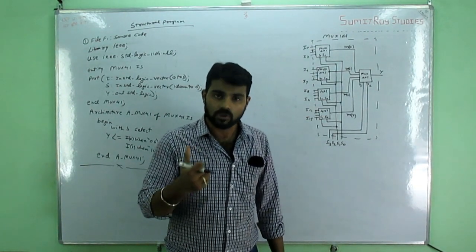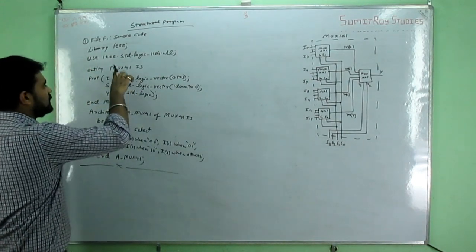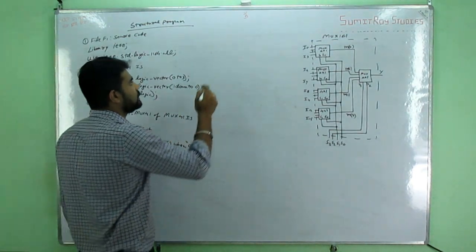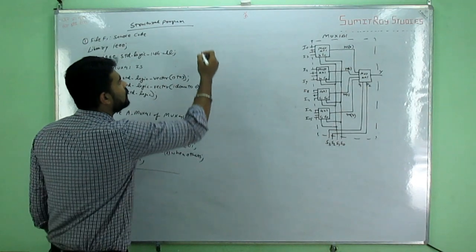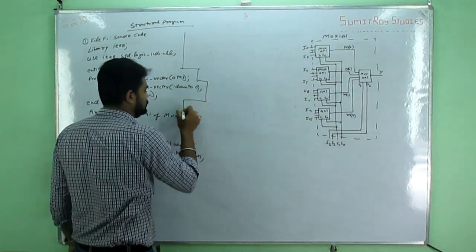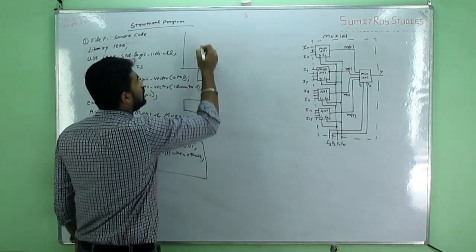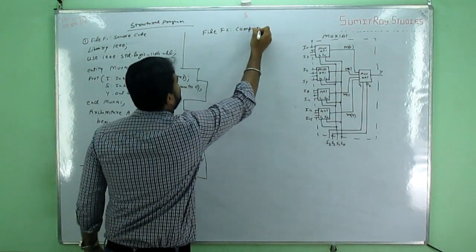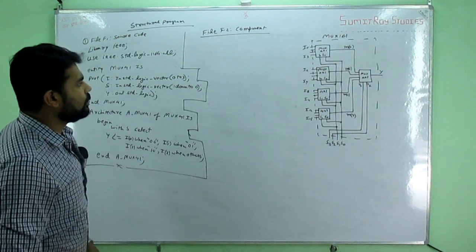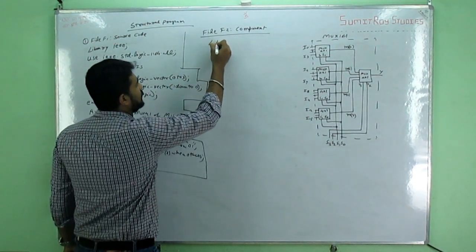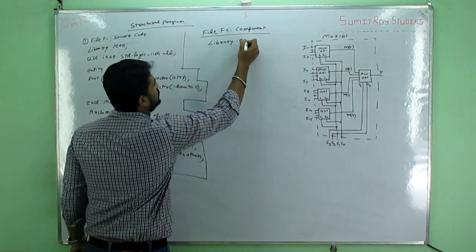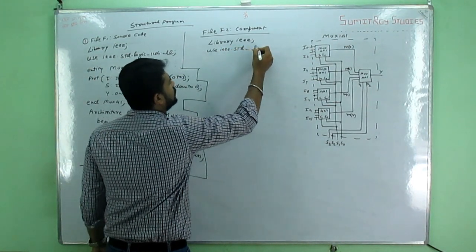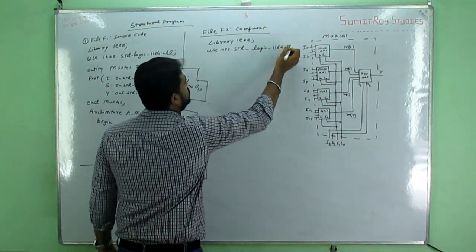So what we will do is, this part will be copied and pasted in the component part. So it's quite easy. I'll write here, file F2, component. So what I'll do is, I'll write library IEEE, use IEEE.std_logic_1164.all.